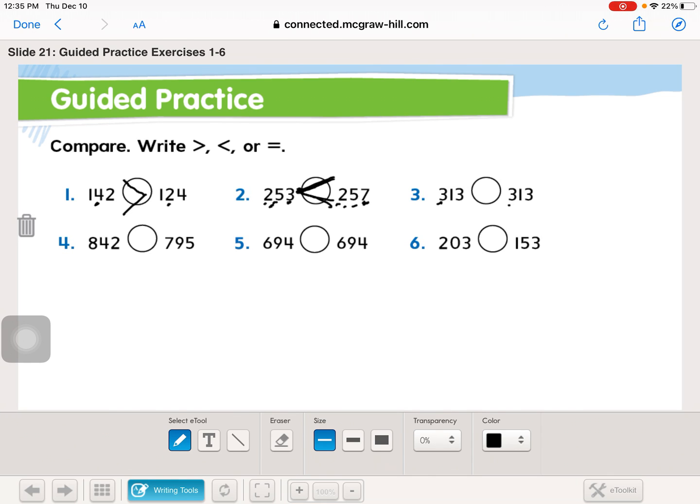All right, let's check our hundreds. 3, 3. Check our tens. 1, 1. Check our ones. 3, 3. They are all the same, so we're going to draw equal to. Okay, let's look in our biggest place value, which is 8 and 7. 800's bigger, so we already know that we're going to make our alligator chomp. 842 is greater than 795.